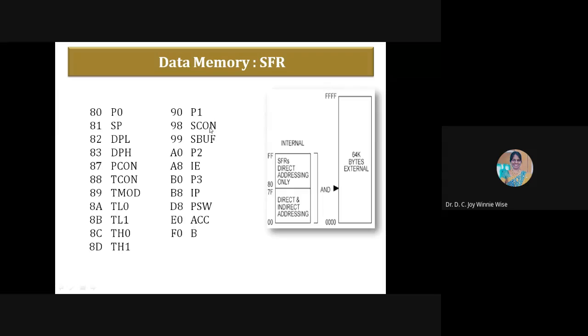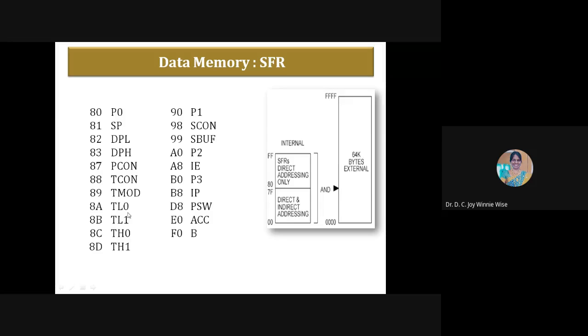So these are the special function registers. I have repeated them here in the table. You can make a note of it, because I'll be asking on it at later stages. Port 0 is stored in 80, the stack pointer in 81, then 82 and 83 contain DPL and DPH, which combined together are called DPTR, the data pointer register, used to refer to external memory. In memory location 87 we have the power control register, then the timer control register. 89 contains the timer mode register.